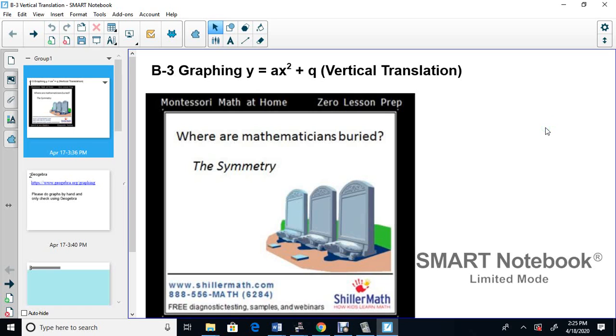Okay, for this video, we're going to be graphing ax squared plus q. We're going to do what's known as a vertical translation.